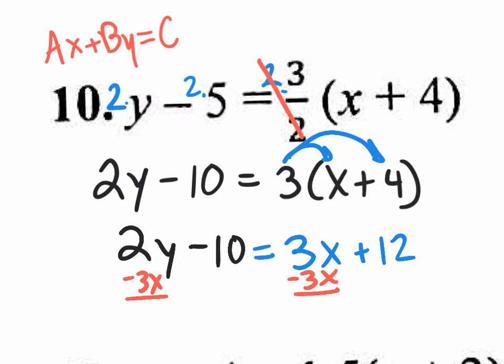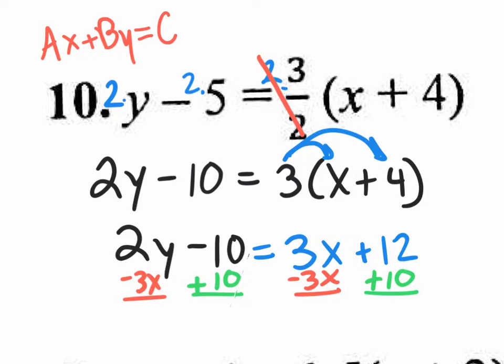But I need to move that negative 10 to the other side, right? So I'm going to go plus 10 right here. And plus 10 over here. Okay, so what canceled? The minus 10 and the plus 10 canceled. Whoops. The minus 3 and the plus 3 canceled. So what do we have left? We have 2y equals, oh, wait a minute.